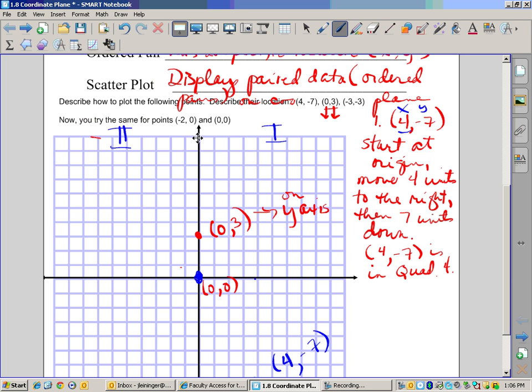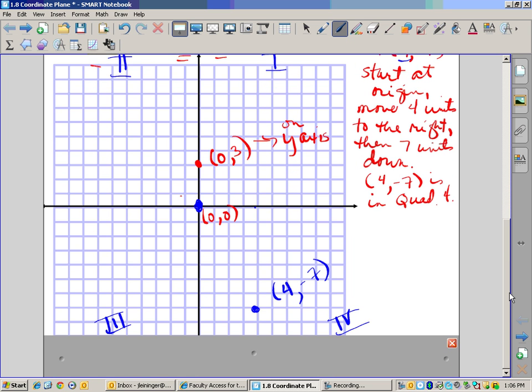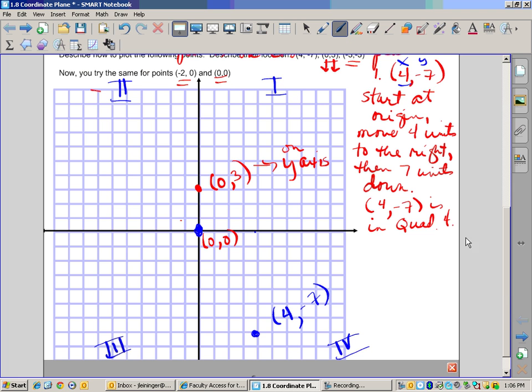Okay, so I've left a couple points for you. I'm actually going to let you do this one yourself, as well as these two here. You can just jot a note on your sheet, describe how you get to it, describe how you plot it, and then describe its location, meaning which quadrant is it in, or which axis is it? Or it might be the origin.